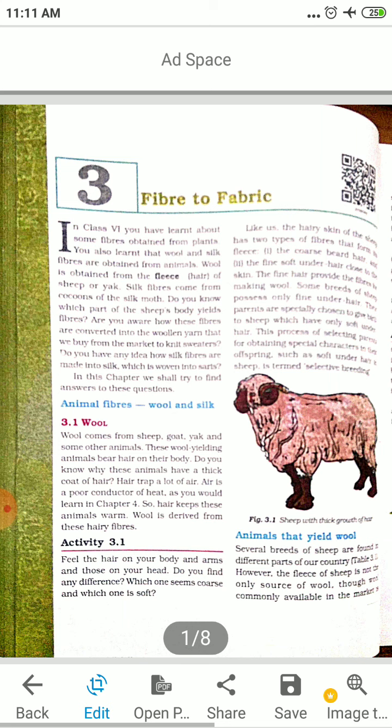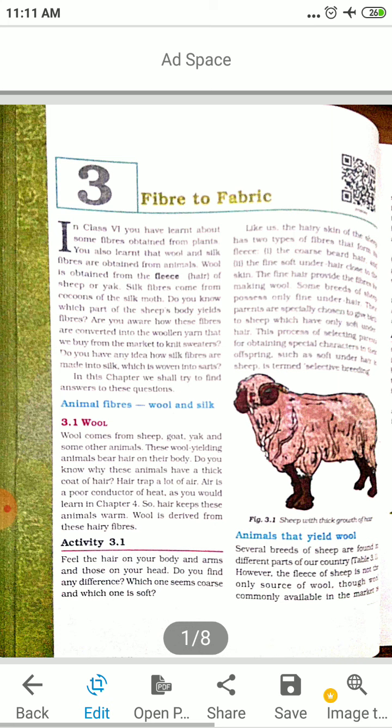Before we start the lesson, let us do 3 omkars. Om, Om, Om. Sairam.